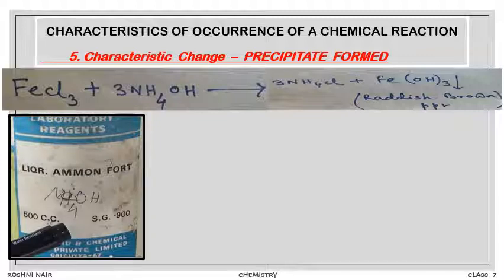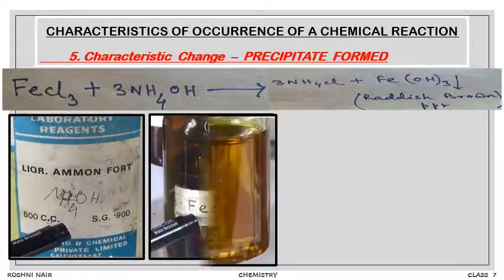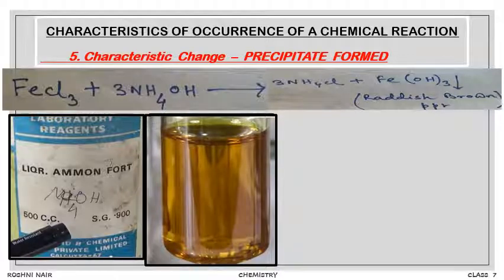So first let me take NH4OH, or ammonium hydroxide, in this bottle. It reacts with FeCl3, or iron chloride, which is already purple red in color. FeCl3 solution is purple red in color. This way, can you see this? This is the actual iron chloride color. So it has that purple reddish color.